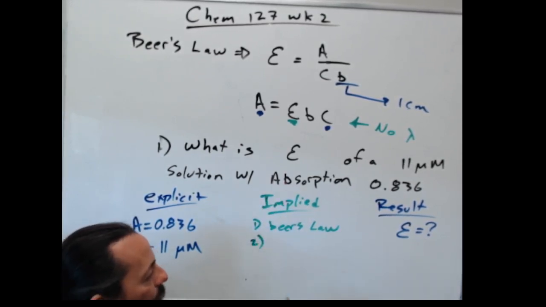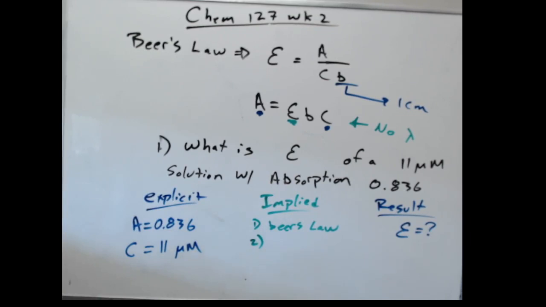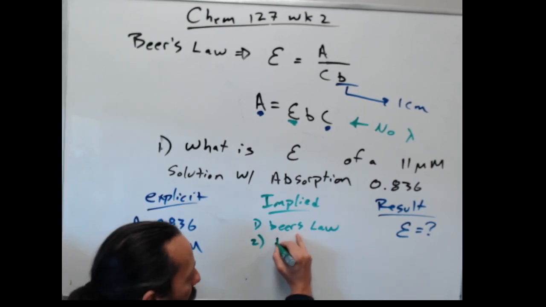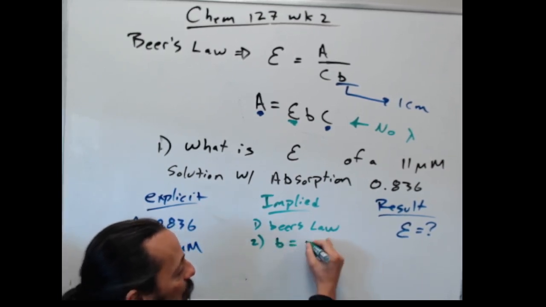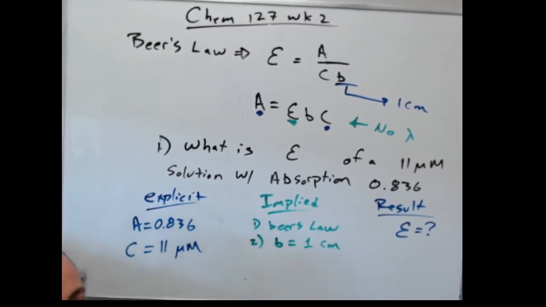Second thing. What else does it not tell us that it assumes we know? 1 centimeter wavelength, or not wavelength, path length. It assumes that we know the path length is standardized. This is one of those things I mentioned in class. If we don't give a specific path length different than 1 centimeter, it's pretty safe to assume that it's a 1 centimeter path length. There are very few questions where I ask what happens if the path length changes, but there are a couple of those in there too. But most of the time, it's 1 centimeter.